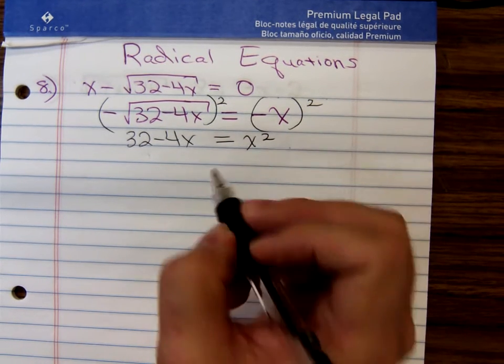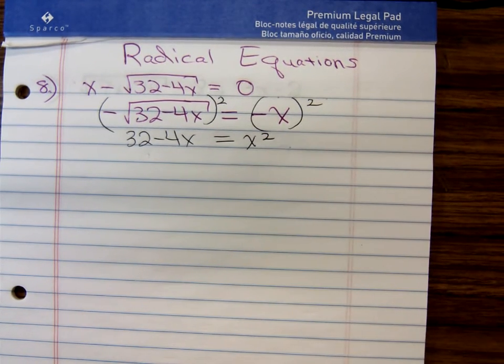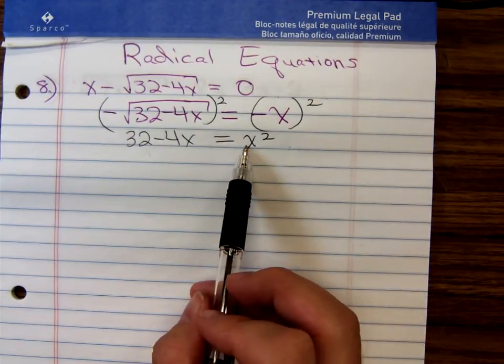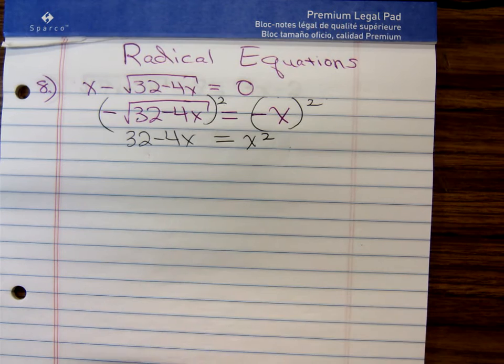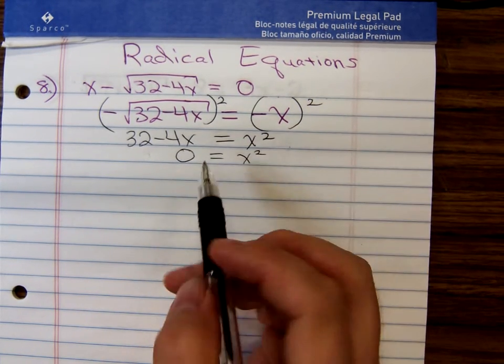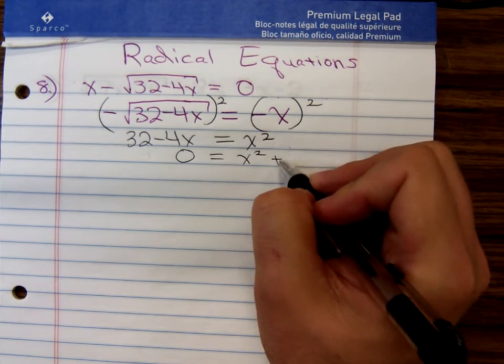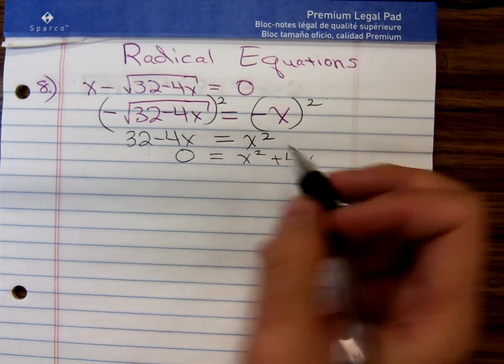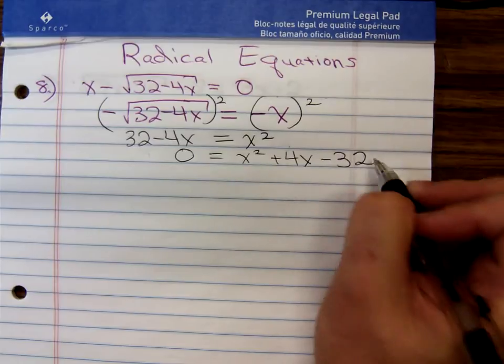So remember, when I'm solving quadratic equations, I like my leading coefficient to be positive, so I'm not going to move that x squared over to the left. I'll leave my x squared on the right. I'll move the 4x over. That'll become a plus 4x and a minus 32.